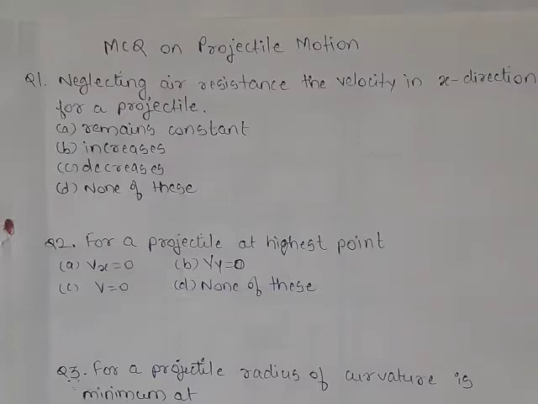Multiple choice questions on the concept of projectile motion. Question 1. Neglecting air resistance, the velocity in x direction for a projectile is.